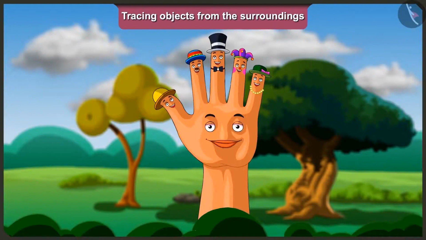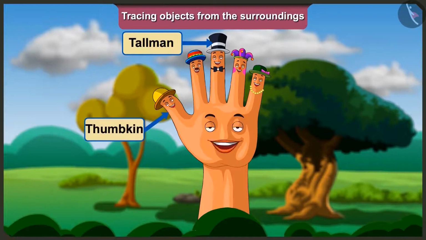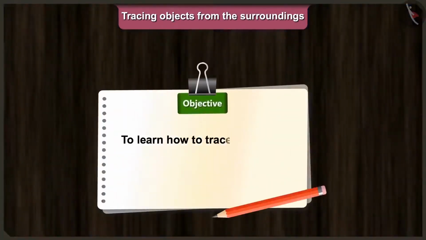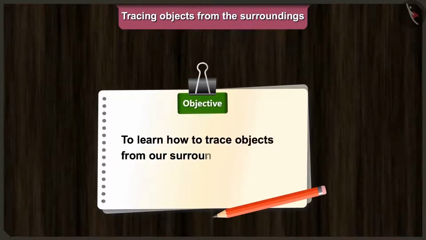See friends, the fox identified who came to the rabbit's farm only by looking at the traces of the feet. Friends, we can also identify the objects in our surroundings by tracing them. So, let's learn tracing objects from the surroundings with the help of Tall Man and Thumbkin.